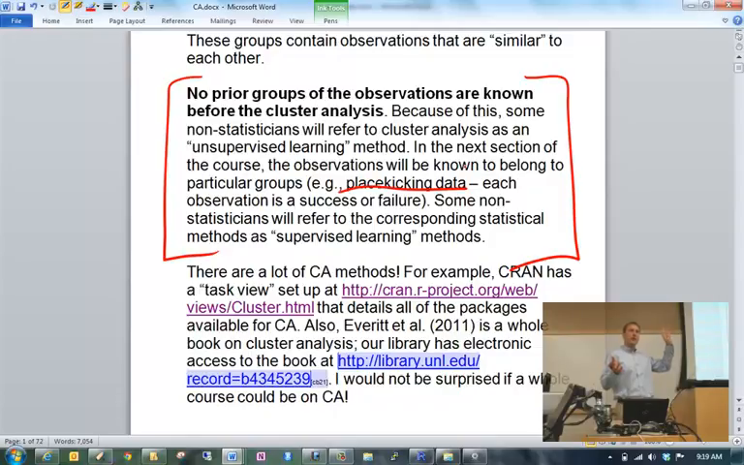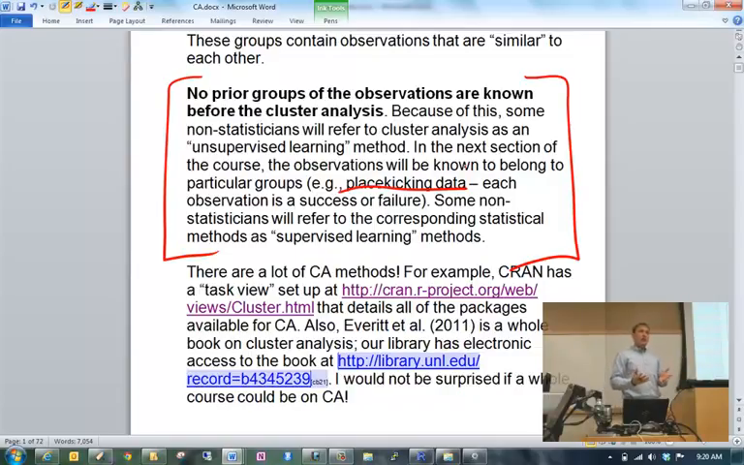Okay? In that particular case, we know what groups these observations come from, and we're going to try to predict the groups given information on them. And that's essentially going to be the last portion of our course. We're going to be focused on that. But cluster analysis says, okay, we don't know what groups at all these particular observations come in.